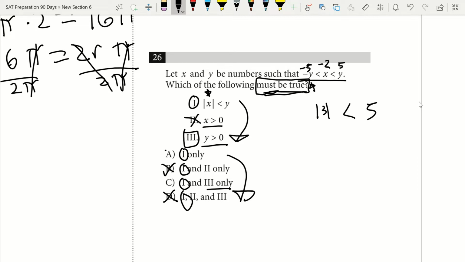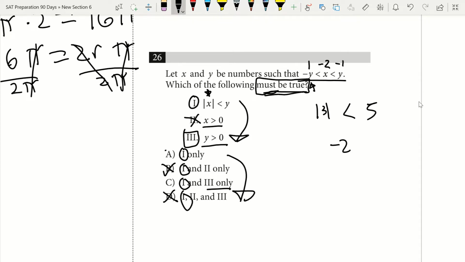Is y greater than 0? Yes, y has to be positive, because it has to be greater than the negative version of itself, right? So let's pick negative 1 for y. If we had negative 1 for y, then negative y would make this 1, okay?